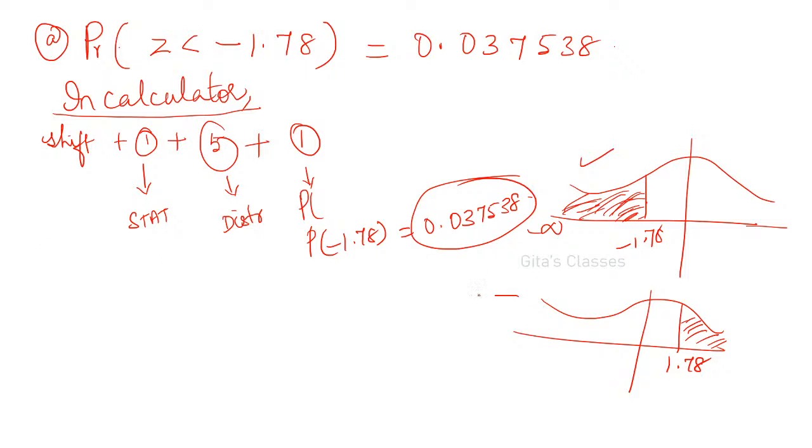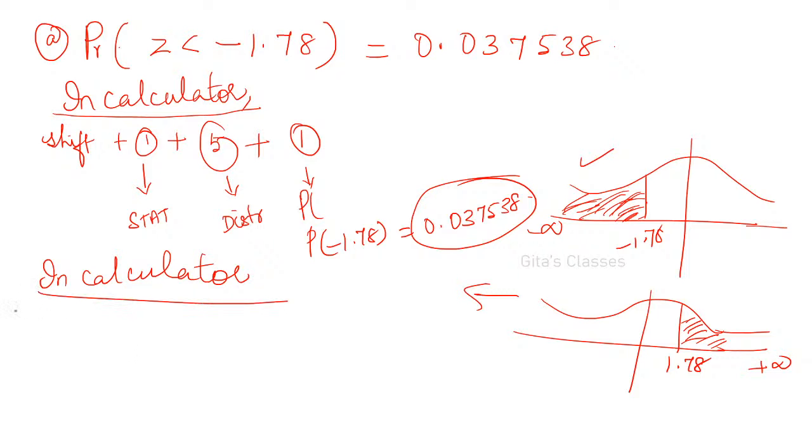And for the second one, in the calculator, if you are using R, then it should be positive. It is equivalent to the right hand side. Minus infinity to minus 1.78 is equivalent to 1.78 to plus infinity. So in the calculator, I'll show you the exact values again.